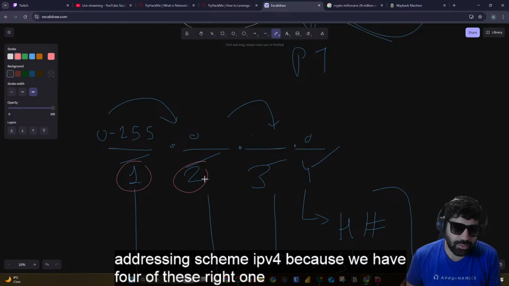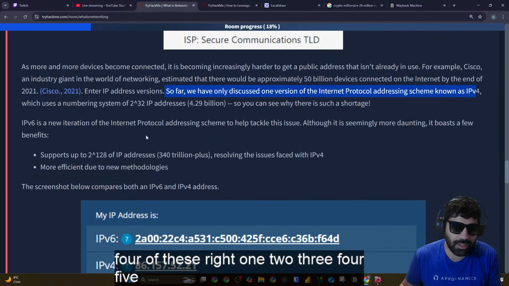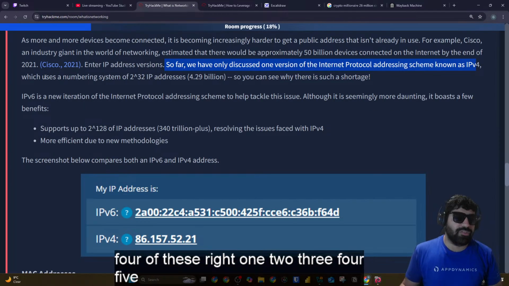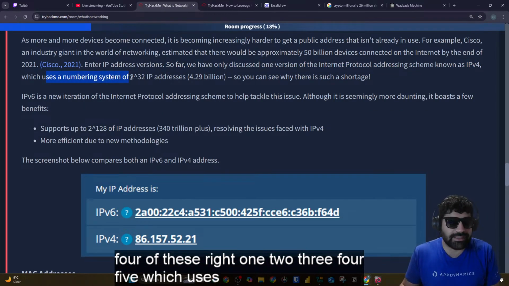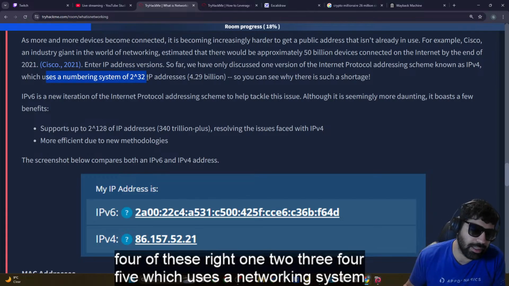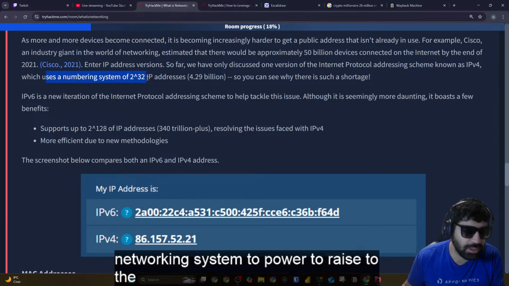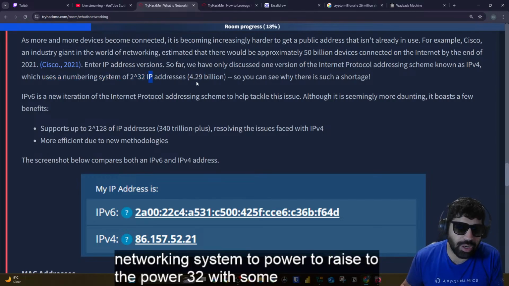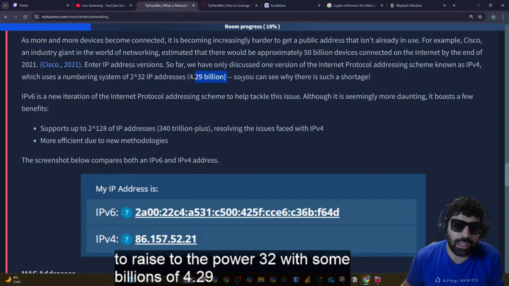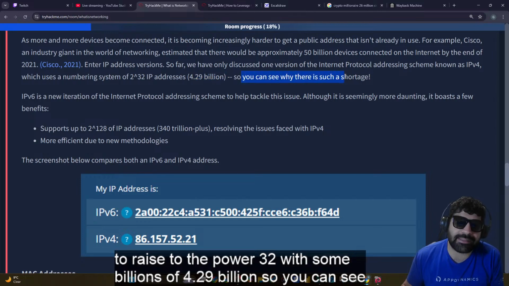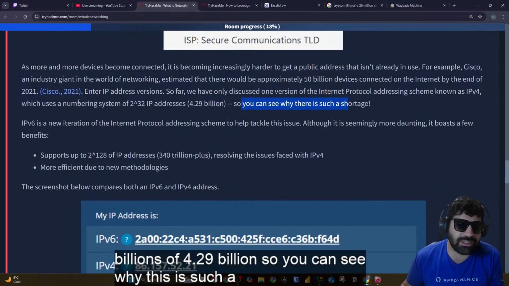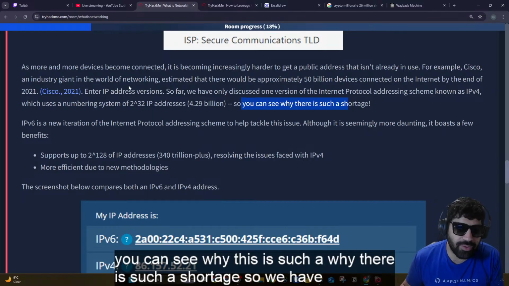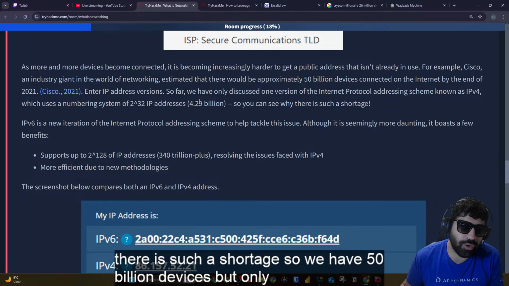So IPv4, which uses a networking system of 2 raised to the power 32, which is about 4.29 billion addresses. So you can see why there is such a shortage. We have 50 billion devices, but only 4.29 billion can have one, right?